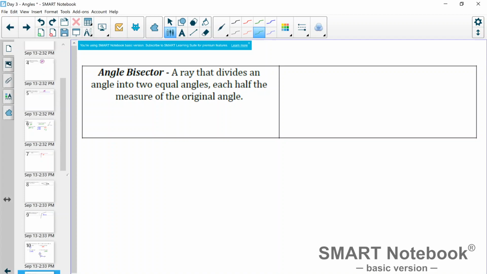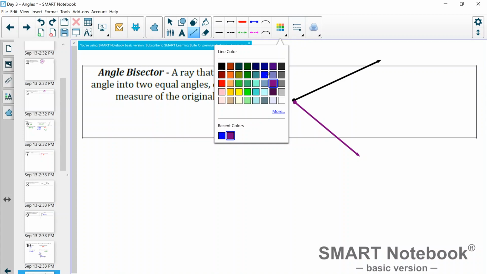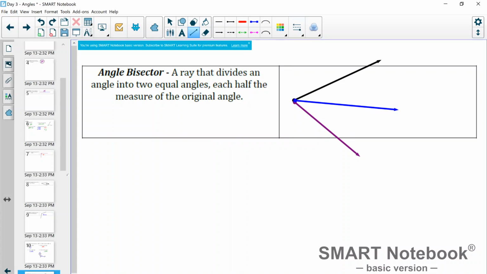An angle bisector is very similar to a segment bisector. A segment bisector cuts a segment in half, so an angle bisector is going to cut an angle in half. So essentially we have an angle, a ray going off in this direction and a ray going off in this direction. The bisector is another ray that cuts it in half. So in this case, this is going to be the angle bisector.